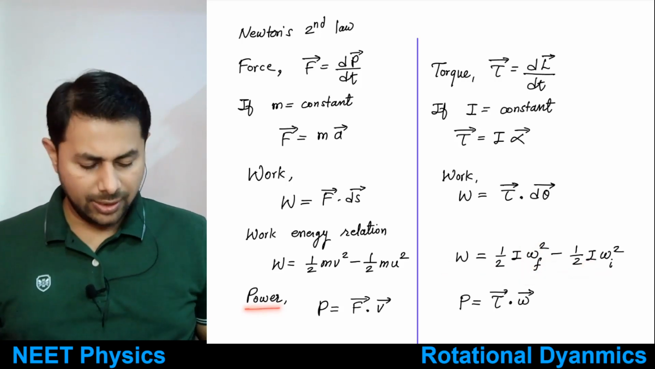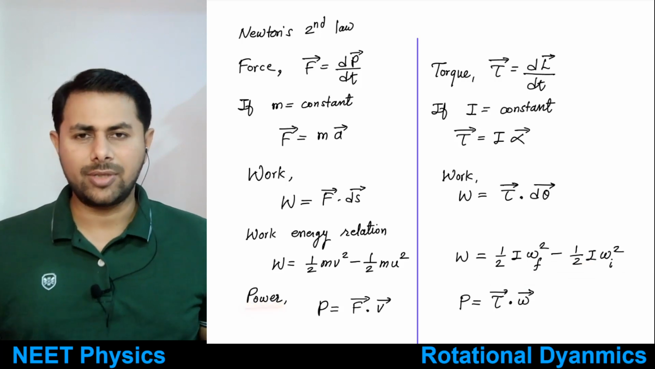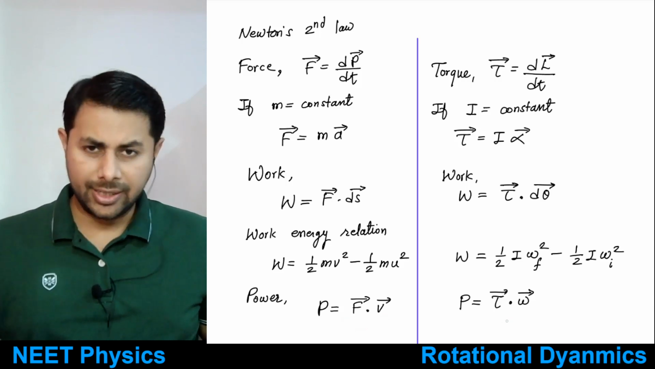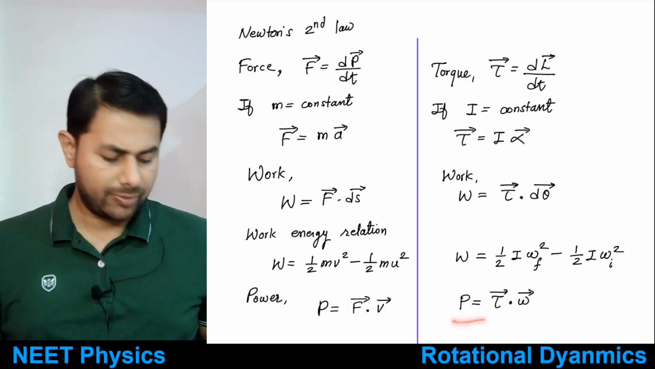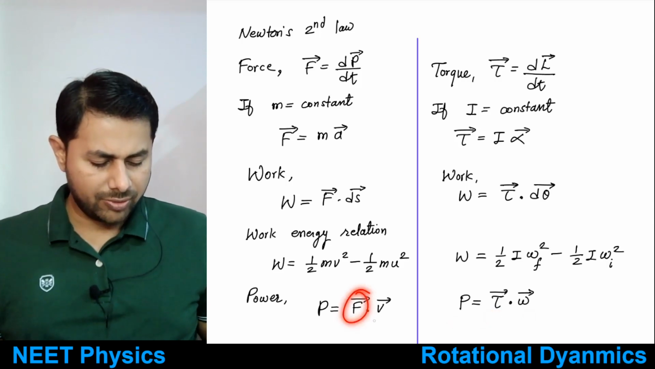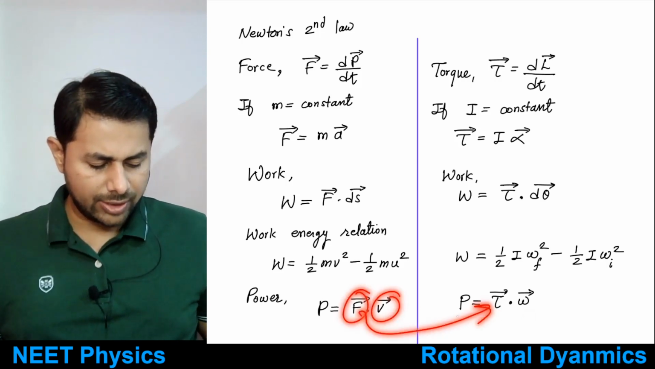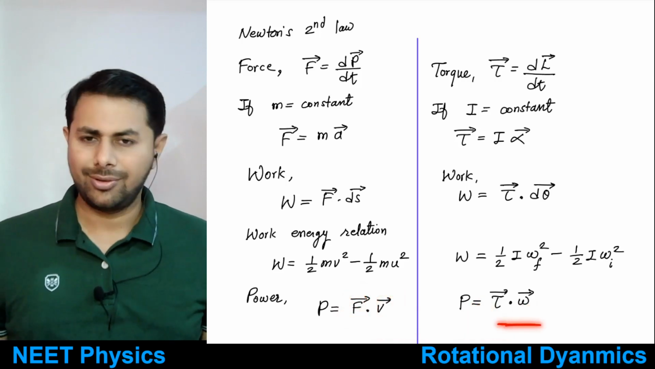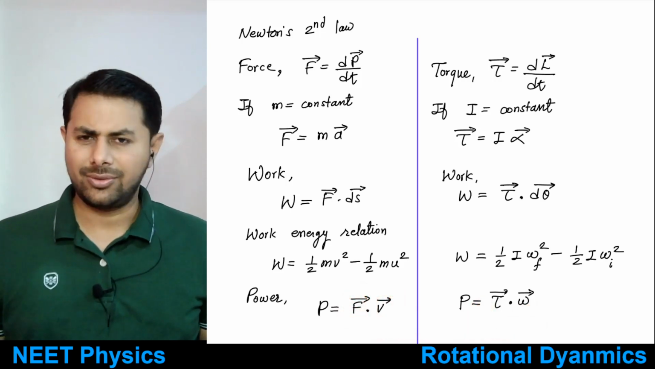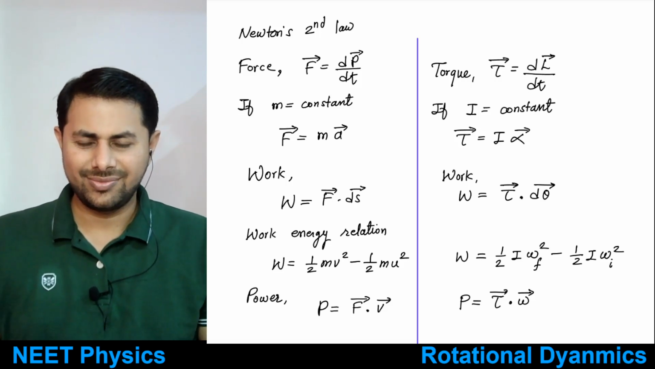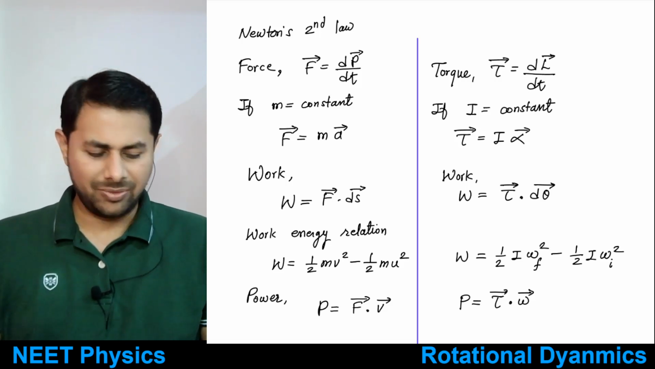And one more thing, that is the power. Power in case of linear motion can be written as F bar dot V bar. In case of rotational motion, you can write power is equal to tau bar dot omega bar. The analogous quantity of force is torque, the analogous quantity of velocity is angular velocity. So is it clear? Every formula, everyone?